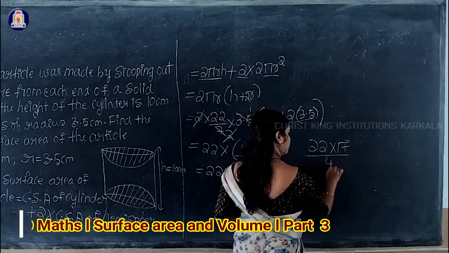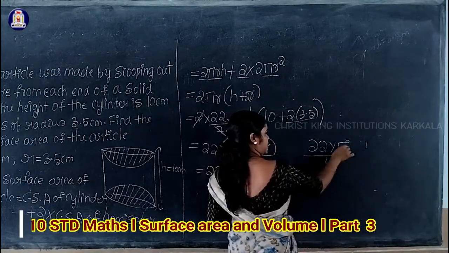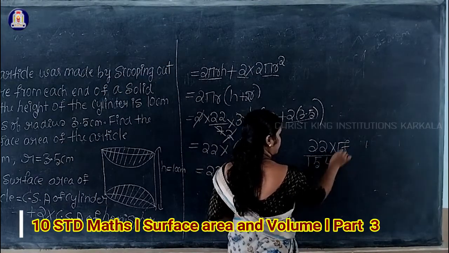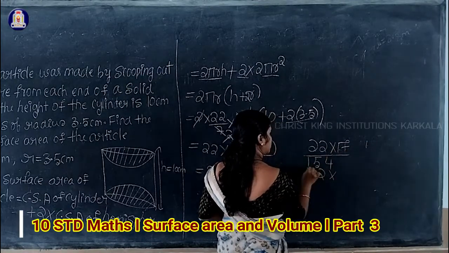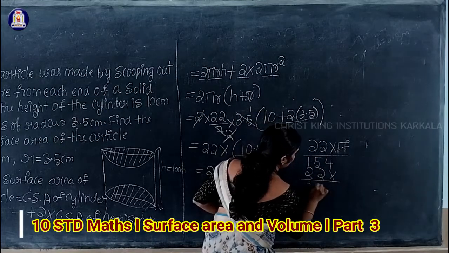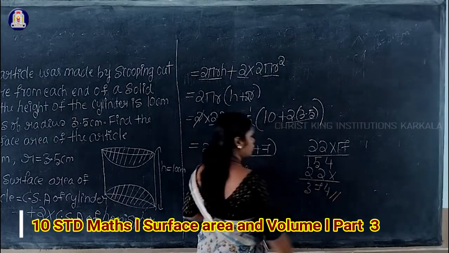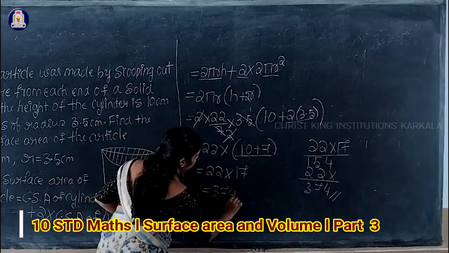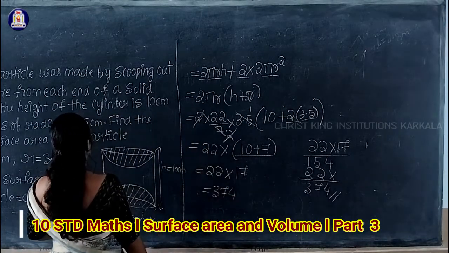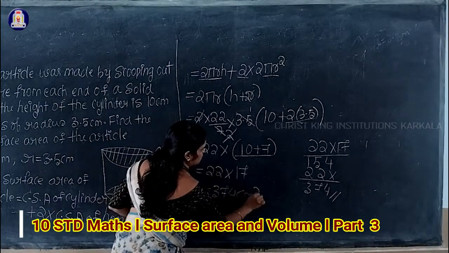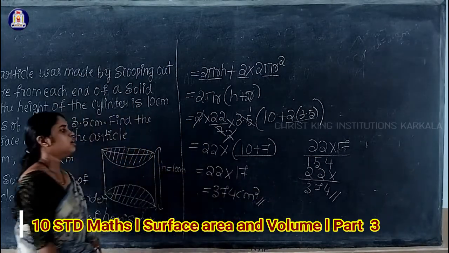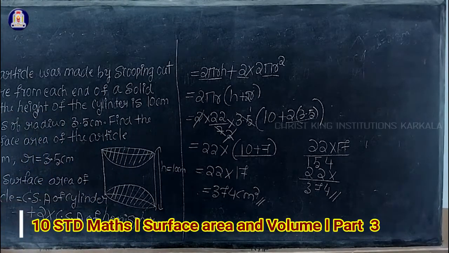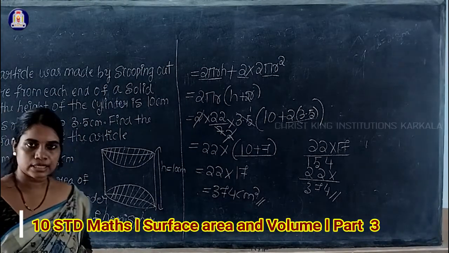Now multiply 22 into 17. 7 2s are 14, 1 carrying, again 7 2s are 14, 14 plus 1 is 15, 1 2s are 2, 1 2s are 2. So 374. What is the answer? 374. What is the unit? Centimeter square. This is the remaining portion of the wooden article, 374.